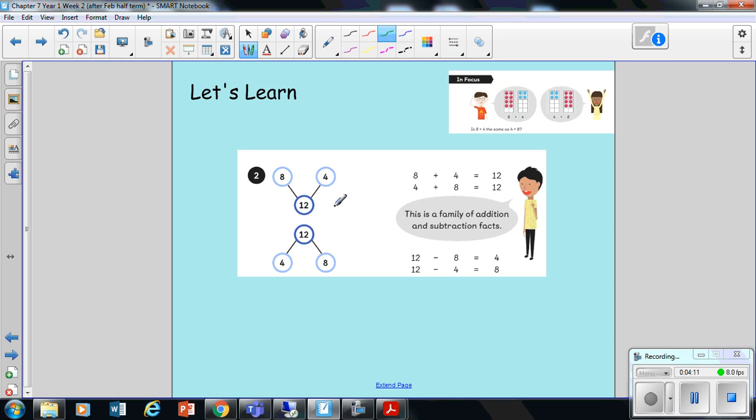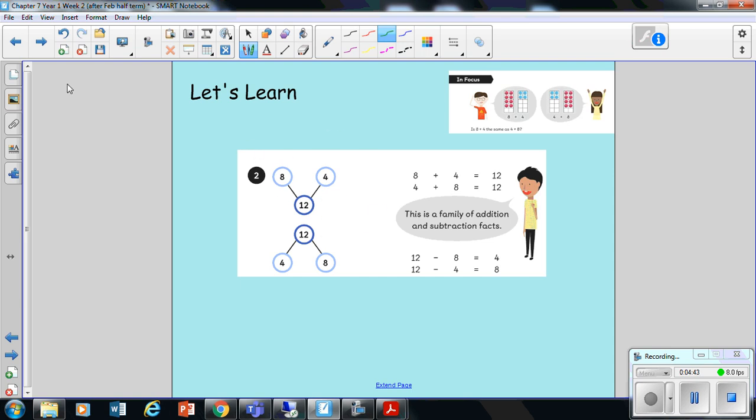We have done this before when we looked at it in our lesson on Monday, and we have also done this when we looked at addition and subtraction previously in our numbers to 10. Okay, so we start with our biggest number for subtraction, so 12 take away 8 equals 4, and if you do it the other way around, you've got 12 take away 4 equals 8.